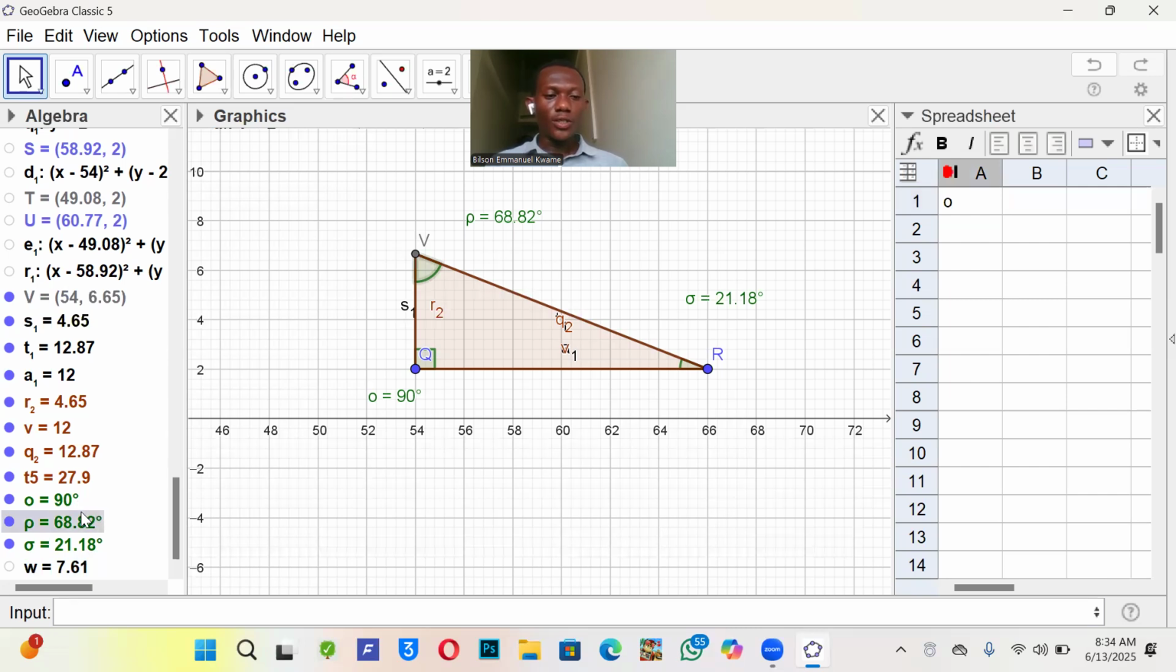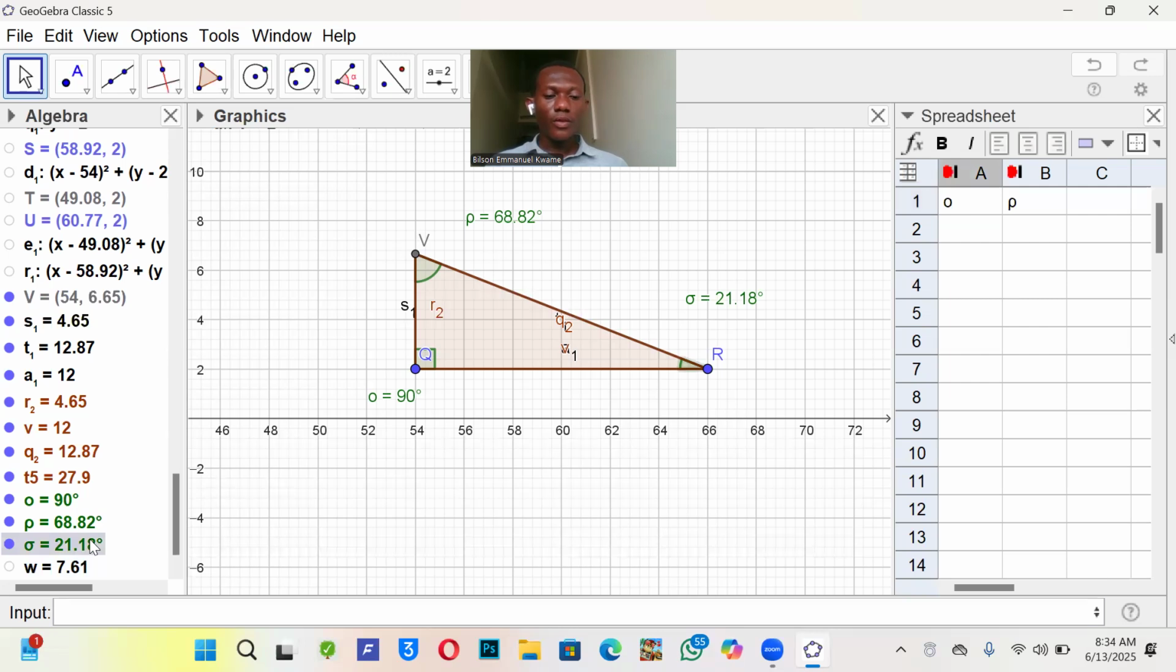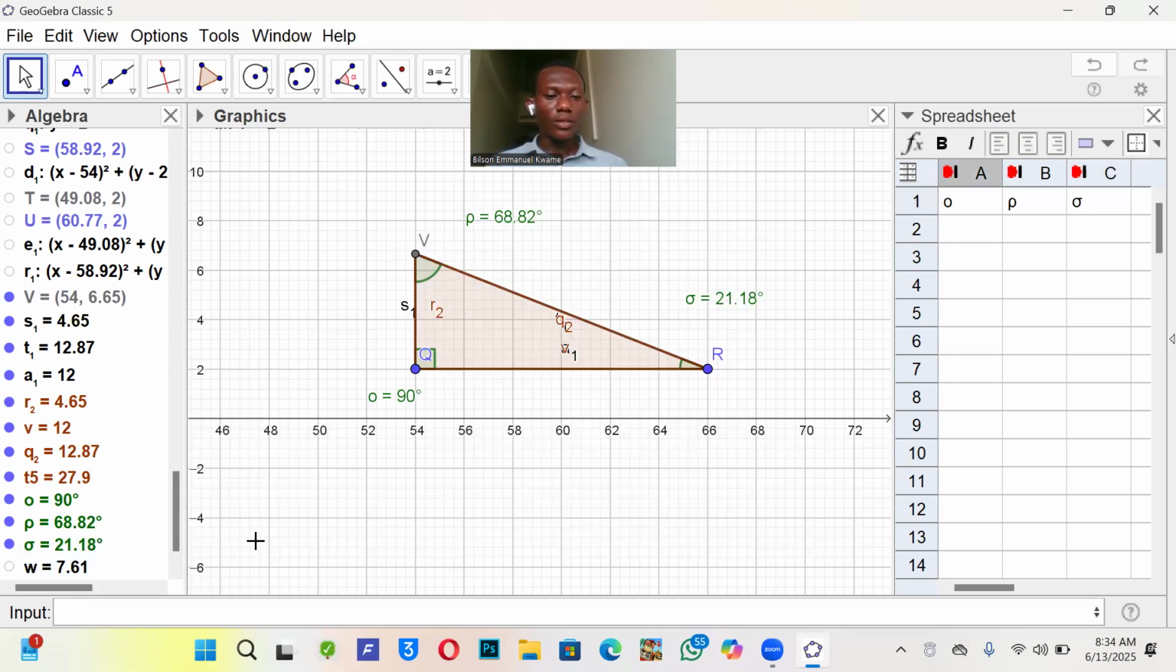Okay. So when you tap on this, then you record on the spreadsheet. They will all go to the spreadsheet, right? We tap here, then we record on the spreadsheet. Then we want to know.